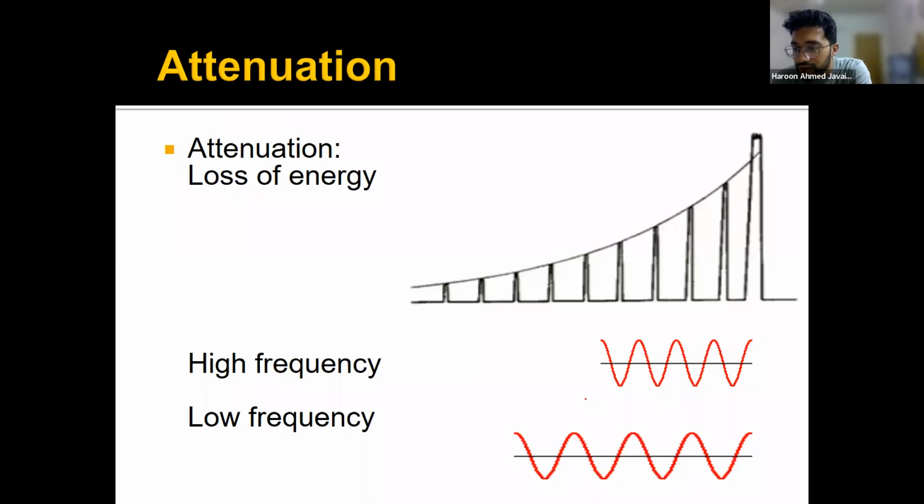Okay, what did you guys write? Didn't we say that attenuation is absorption? Yes, we did.